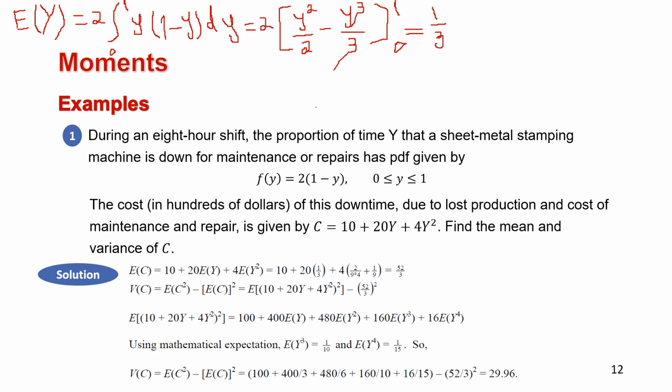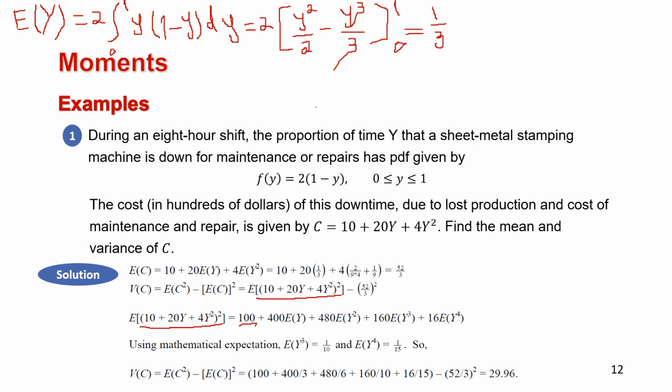But this is the expected value of y. Similarly, we can find the expected value of y square. And then let's substitute. How can we find the variance of C? The variance of C itself is the expected value of C square minus the expected value of C all square. The expected value of C square is the expected value of the function itself squared. Then let's expand this bracket.